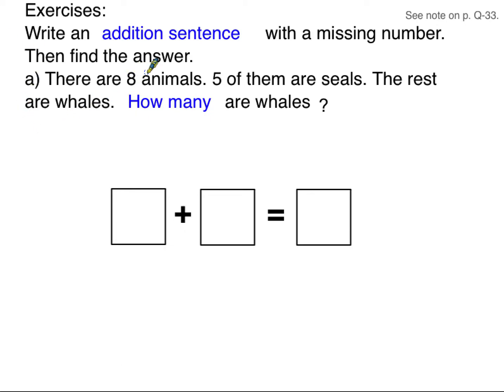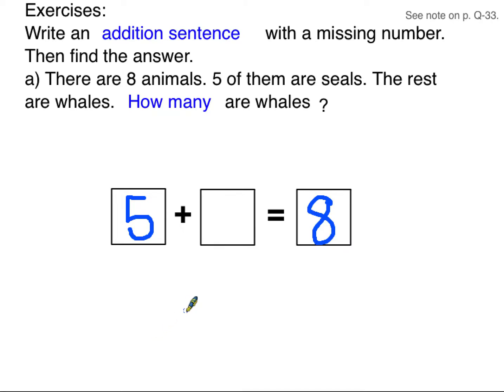There are 8 animals. 5 of them are seals. The rest are whales. How many are whales? We know the total number of animals. We don't know how many whales there are. We have 8 animals all together. That's the one number we know. We know we have 5 seals.